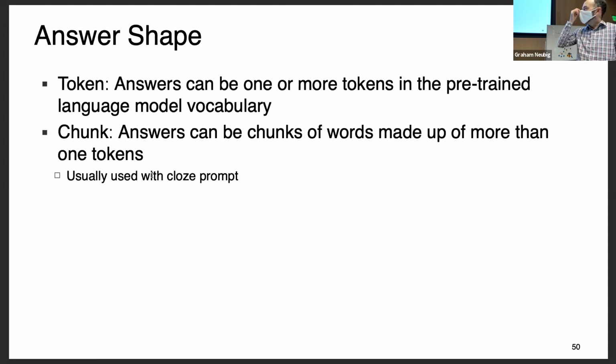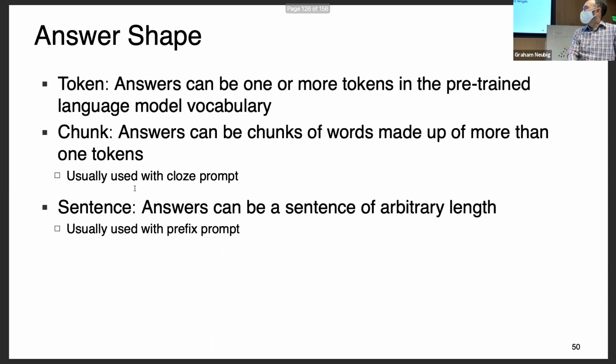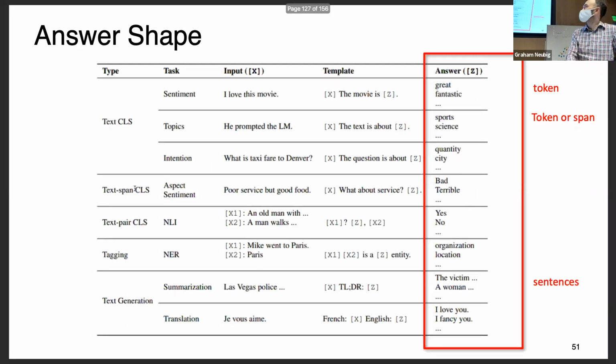It could also be a chunk, so a short chunk of words made up of more than one token. And this is usually used with closed prompts. And it could also be a sentence of arbitrary length, usually used with prefix prompts, where you can just generate the outputs. Which one you choose very often will depend on the task. If we're talking about text classification, we could choose a token or a span of tokens. If we're talking about text generation, like summarization or translation, we might want free-form text.